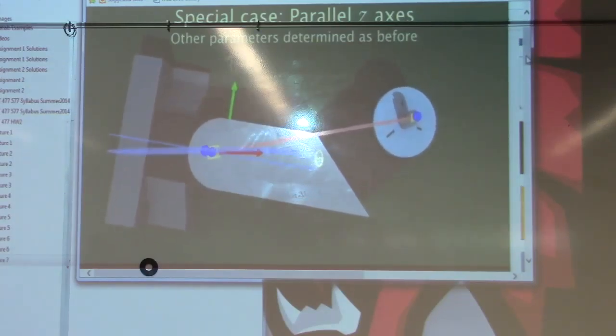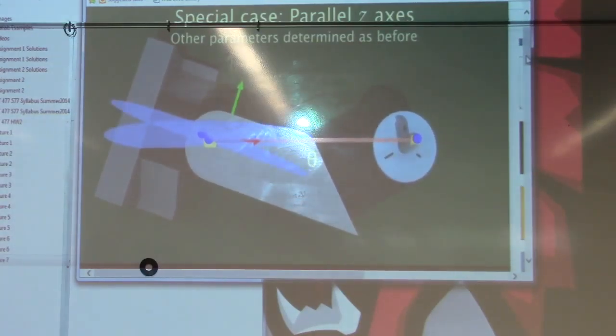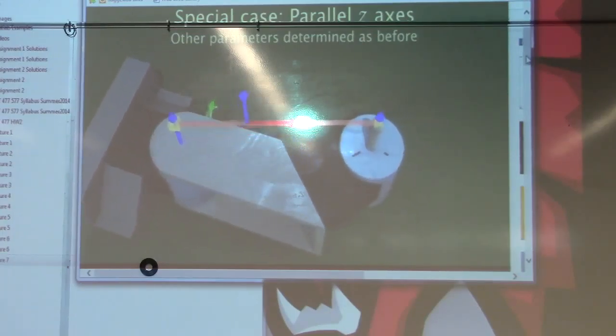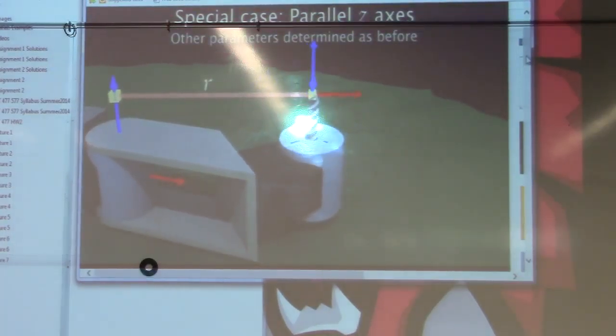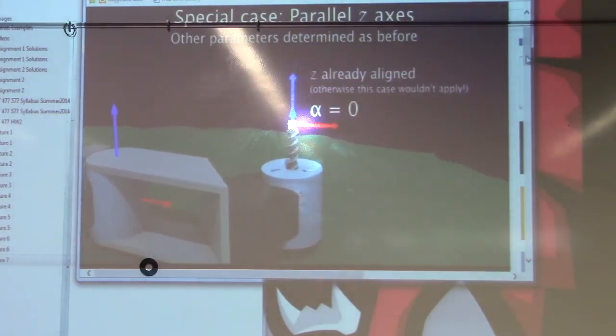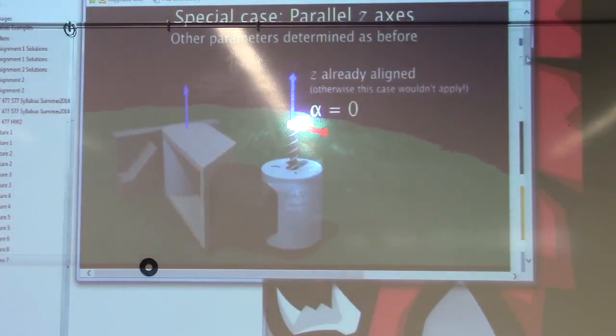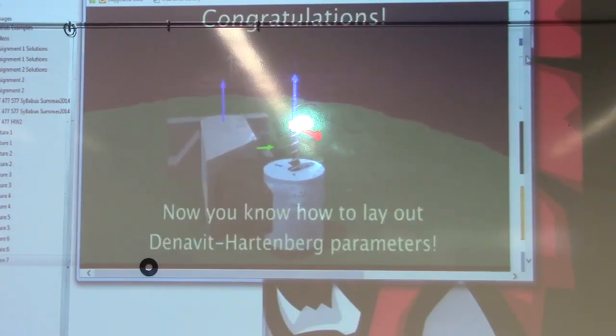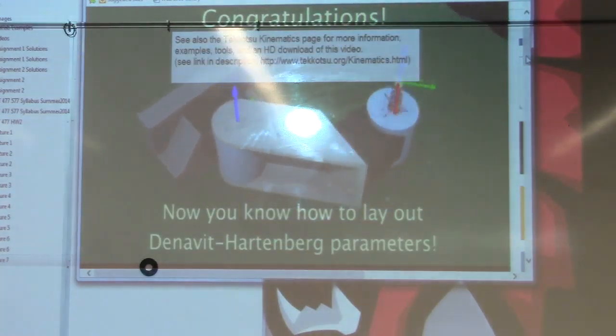Theta rotates about z to align the x-axis with the normal, and R translates out along the normal to reach the new origin. Alpha is already known to be 0 in this case, since the z-axes must be parallel for this to apply, thus no rotation is needed. Congratulations, that's all there is to it.